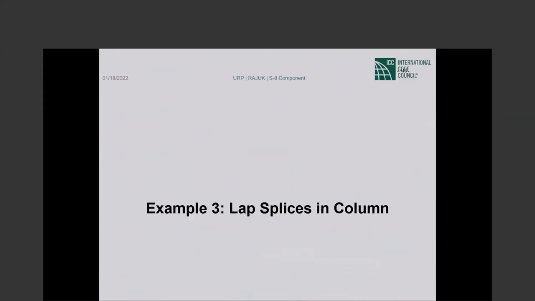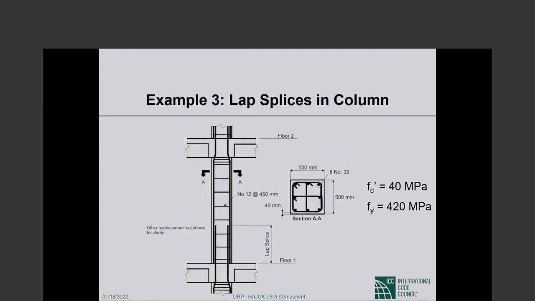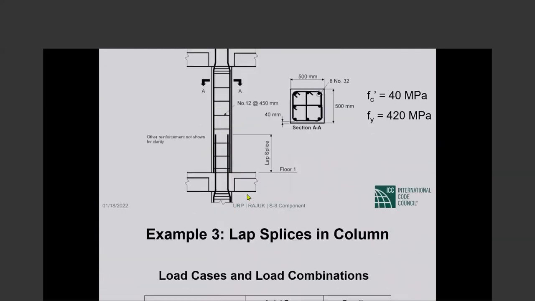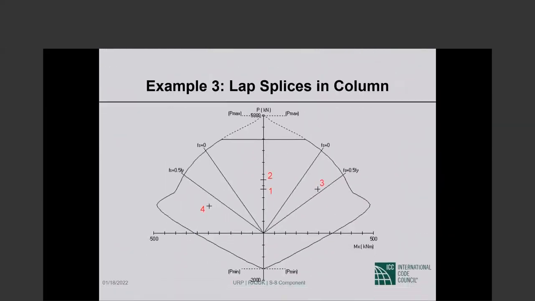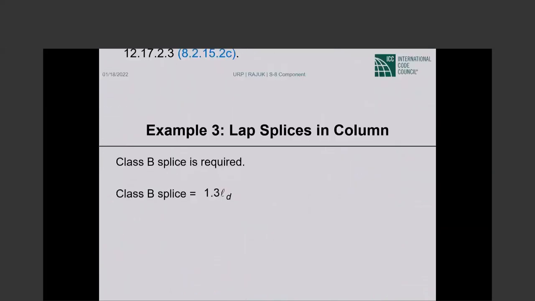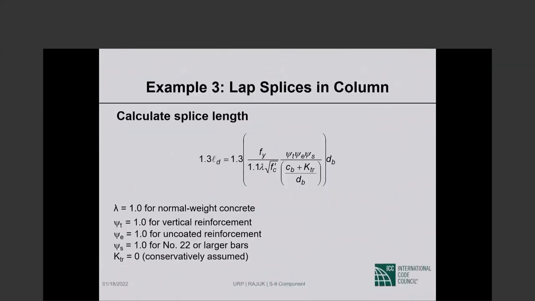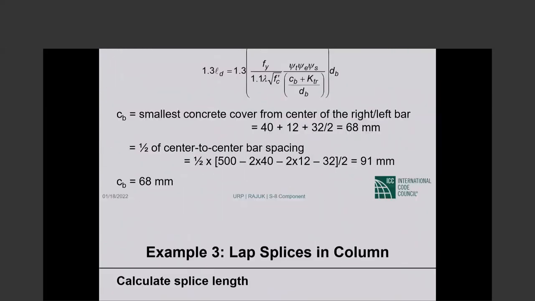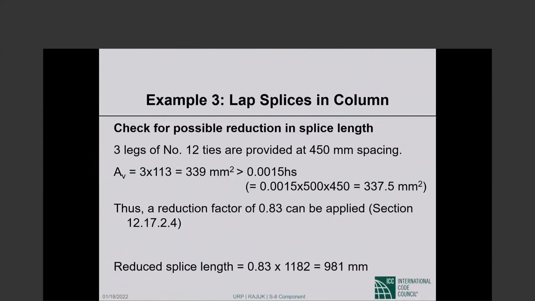We have 3 legs of, I forget the diameter of that, number 12, I think. 3 legs of number 12 bars in each direction. So 3 legs of number 12 ties are provided at 450 millimeter spacing.